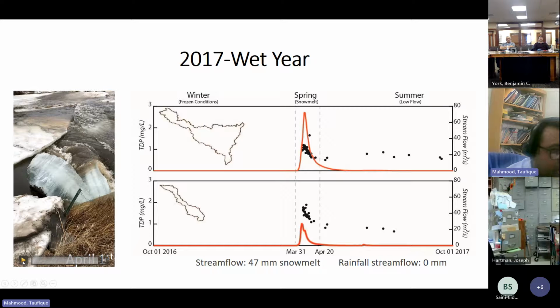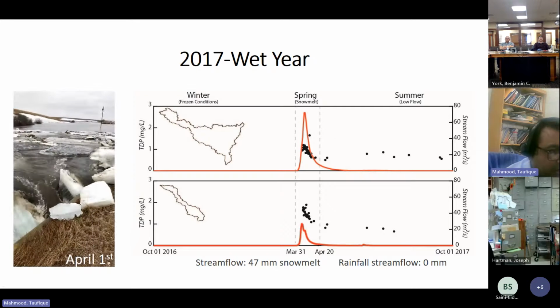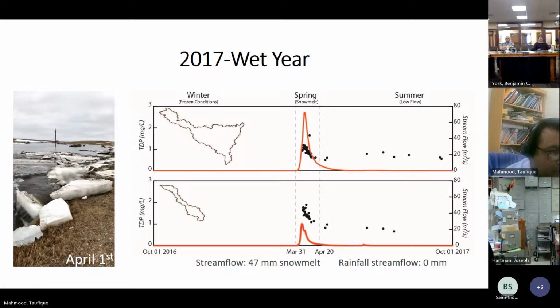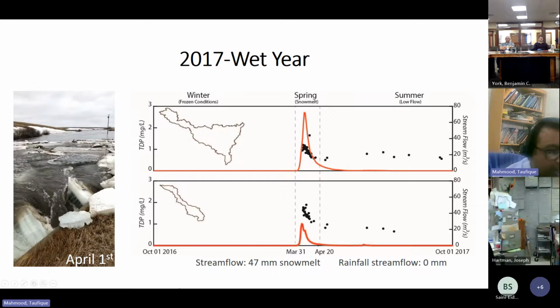This is what the wet year looks like. If we look at one of the stream conditions, we see that the water is going pretty fast in the 2017 spring stream flow events. I'm talking about this particular stream flow event. And we also measured the phosphorus concentration.